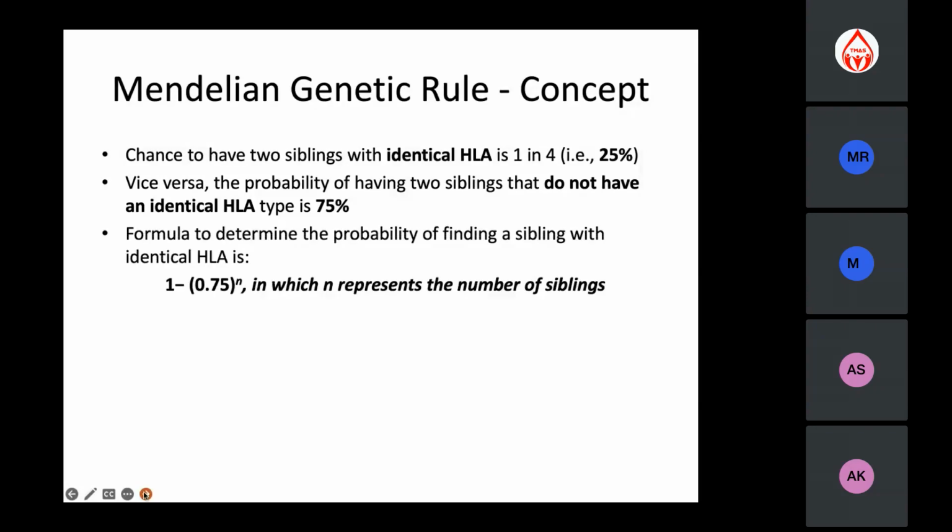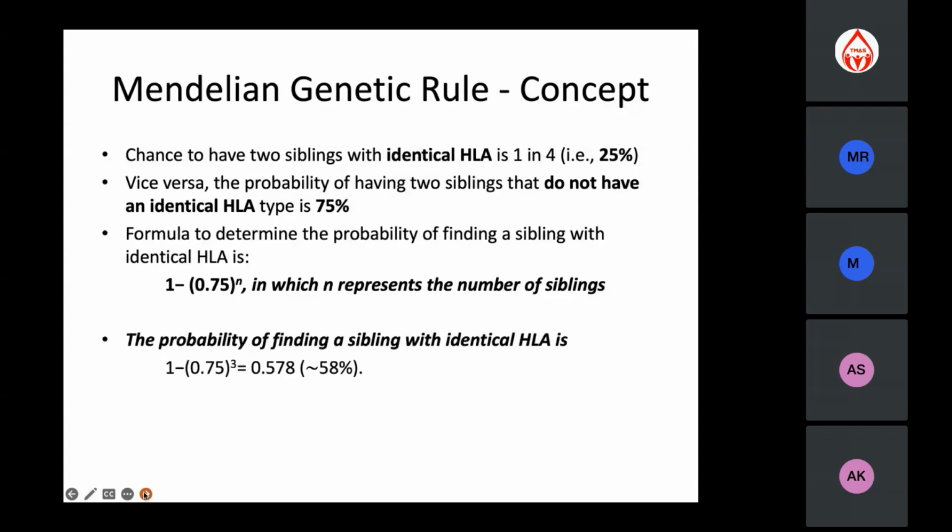So the formula for estimating the probability of finding an identical sibling is 1 minus 0.75 to the power n, where n stands for the number of siblings. So in this child, it is 1 minus 0.75 to the power 3. It comes around 0.578. That is, there is a 58% chance of identifying a sibling for this child.